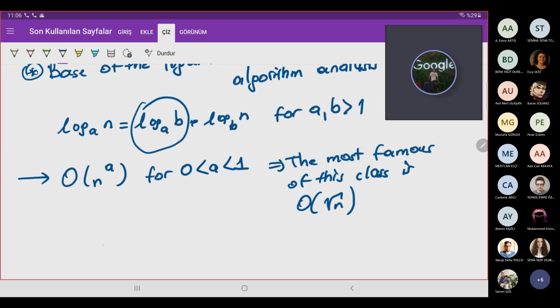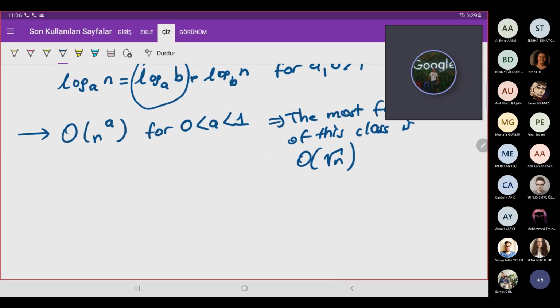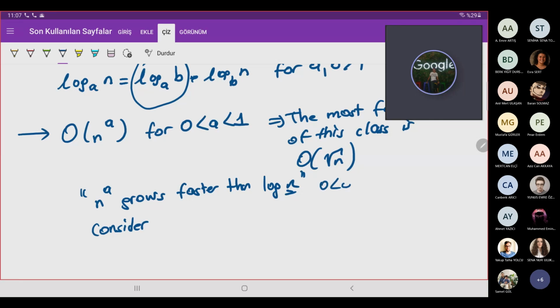In general, we can prove which one grows faster: n to the power a or logarithm n, if a is less than 1, of course. If a is greater than 1, we already know the answer. But square root of n or logarithm of n, let's try to prove it. I'm giving you the result that n to the power a grows faster than log n. We should prove it for every a between 0 and 1.